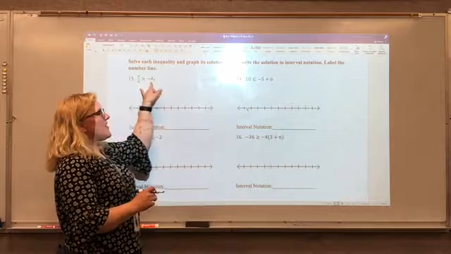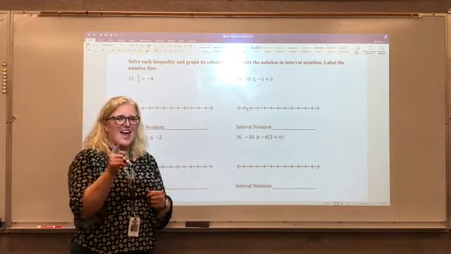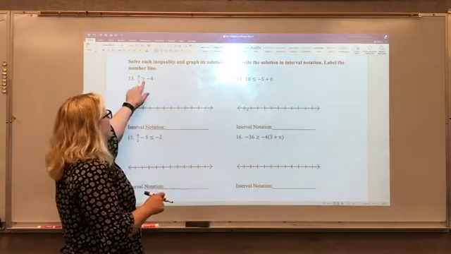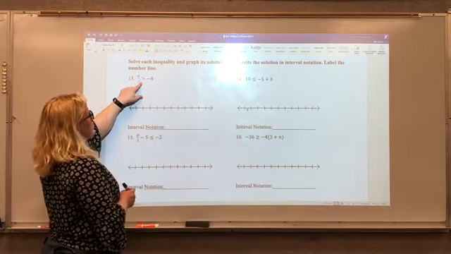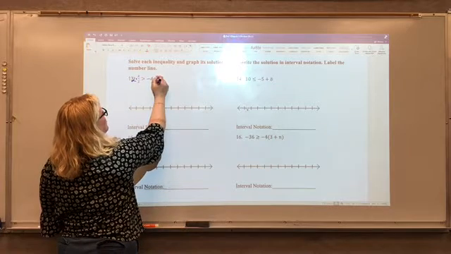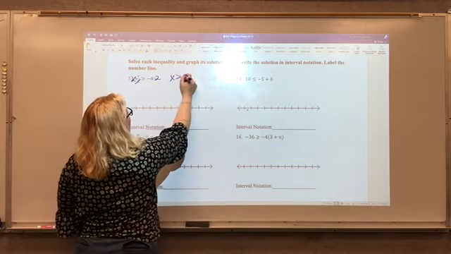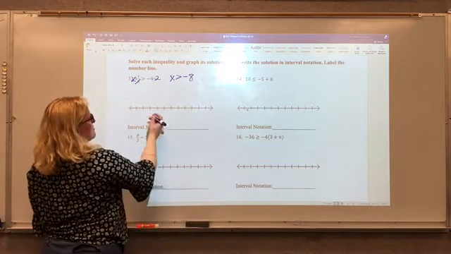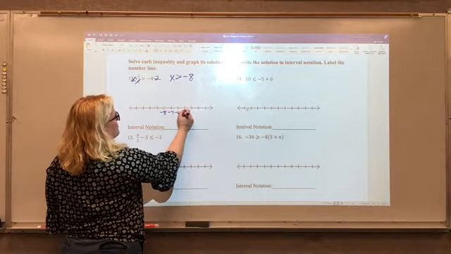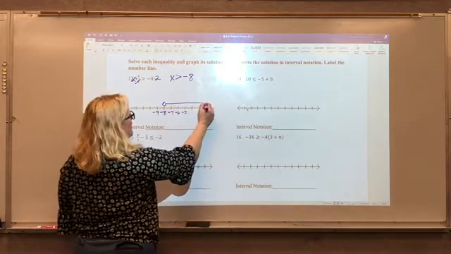All right, so one thing to remember is that when we solve these, it's just like solving an equation except when we multiply or divide by a negative. All right, so for this one, x divided by 2 is greater than -4. I'm going to multiply both sides by 2. That cancels out my 2, and I have x is greater than -8. So I could put -8 right here. I could label a few more if I wanted, but x is greater than -8.